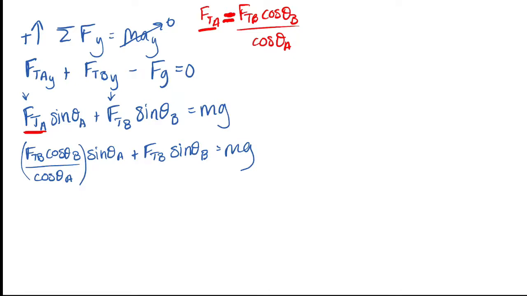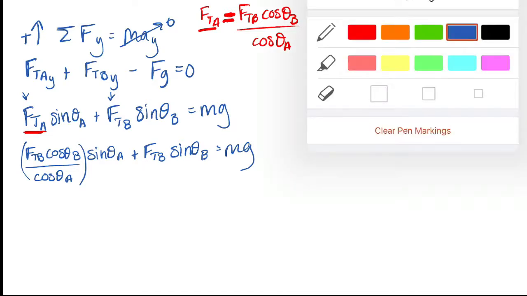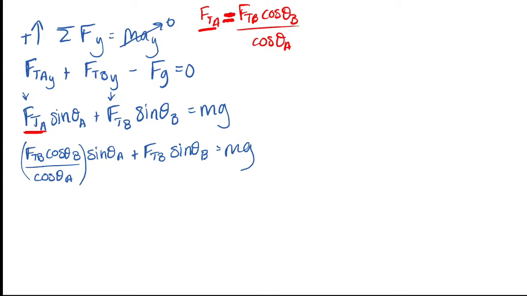The good news is we only have one unknown now. I know the angle at A and the angle at B. I know the mass, and I know gravitational acceleration. I just don't know the force of tension in B, so I'm going to have to solve for that, and that's a little bit of a mess. So we're going to use a few tricks here first.